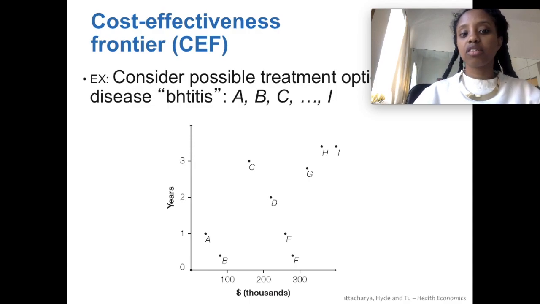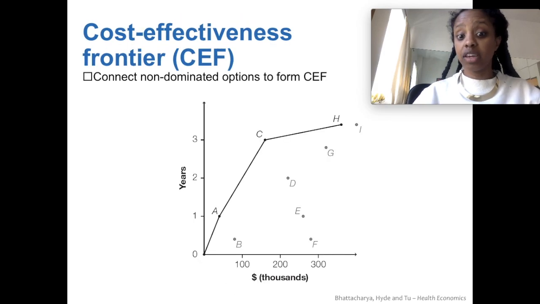So consider this kind of like a plot of all of the possible treatments for a disease called batitis. And we have hundreds, like thousands of dollars on the x-axis and years of life on the y-axis. So if something is very expensive, it'll be far to the right. But if it's not very effective, it won't be very high up and down on the y-axis. So B, for example, and even F will be dominated. So we can trace out along the outside the cost effectiveness frontier, stretching from A to C to H.